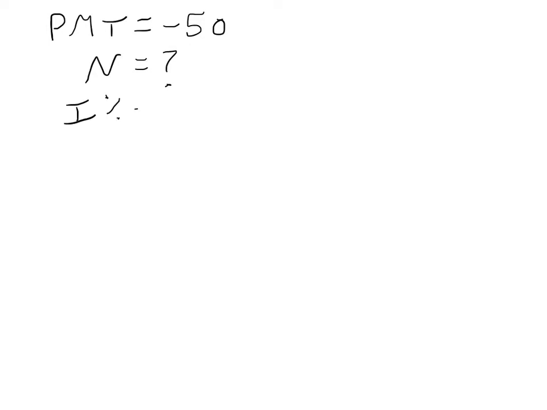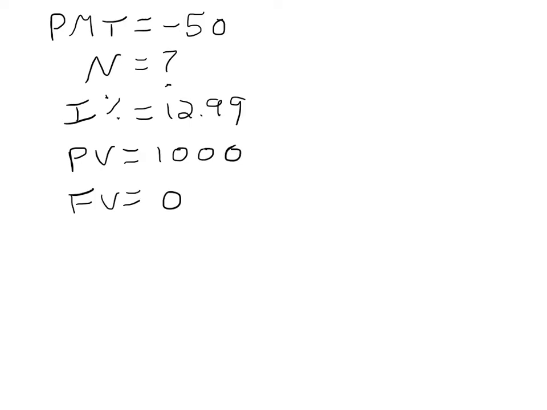For the first option, we're paying $50 a month, so my payment is negative $50, negative because I'm losing that $50 every month. And N is how many months we're going to be paying this for. That's what I don't know; that's what I have to solve for. The I percent is just the APR, which is 12.99%. The balance, which is the present value, is how much money I owe as of right now, that $1,000. The future value is going to be 0 because I'm paying off the entire loan in full. So in the future, once the loan's paid off, I don't owe any more money.